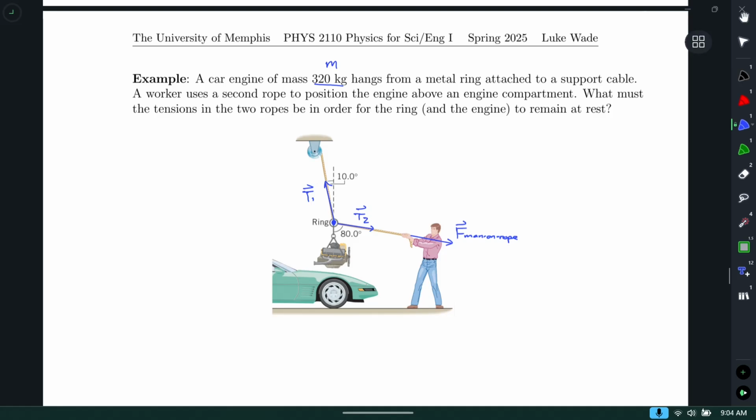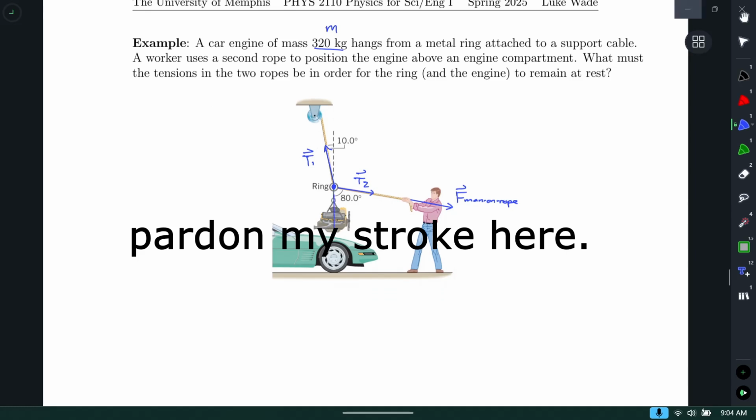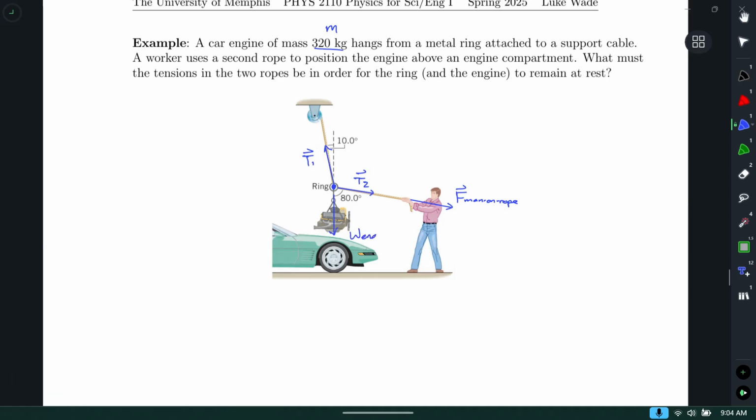Okay, and then there's one last one acting on the ring. What would that be? The weight? Yeah, and in a technical sense, the gravitational force on the engine is not what's pulling on the ring. It's just the fact that the engine is in contact with the ring and it has to support all that. But yeah, we're going to sort of shortcut, that's what I'm trying to say, and just say it's the weight of the engine pulling down on the ring. The ring itself will have a little bit of weight, but it's going to be pretty negligible in comparison to the weight of the engine.